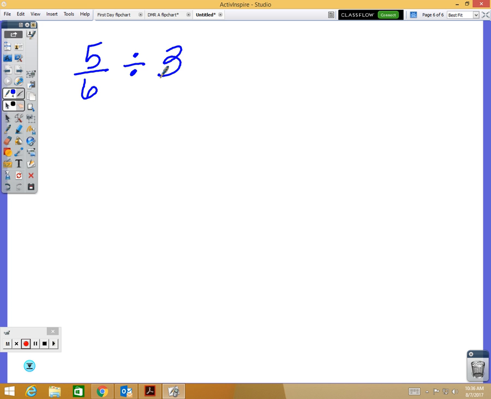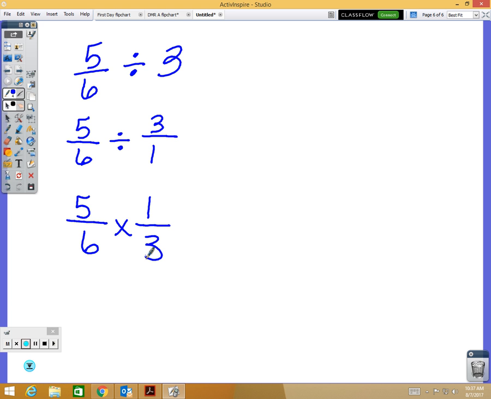Now before we do same, change, flip, we want to go ahead and make this so it's a fraction divided by a fraction. So the first thing that I'm going to do is rewrite this as 5/6 divided by 3/1. Now I'm going to do same, change, flip. Sometimes people try to do those 2 steps completely together in their head, and they mess up when they're writing this 1/3. They leave it at 3/1.